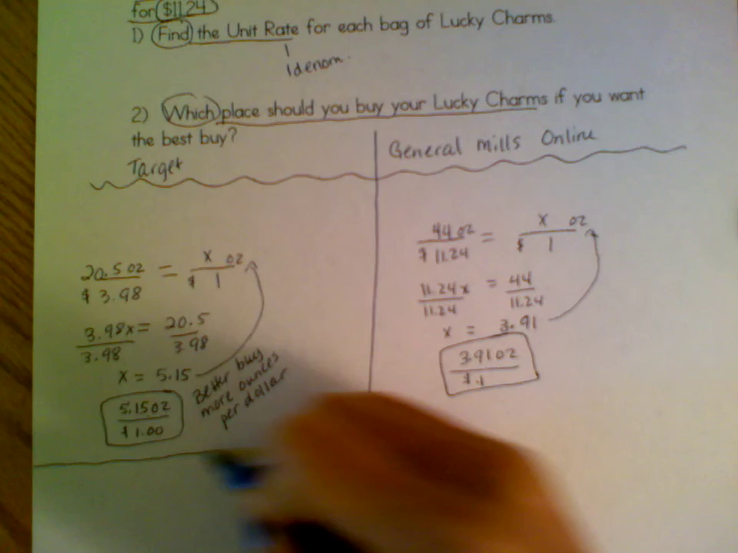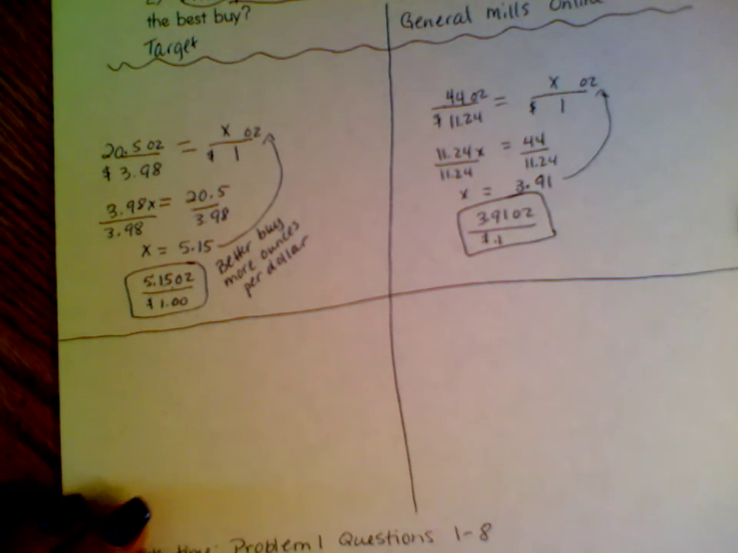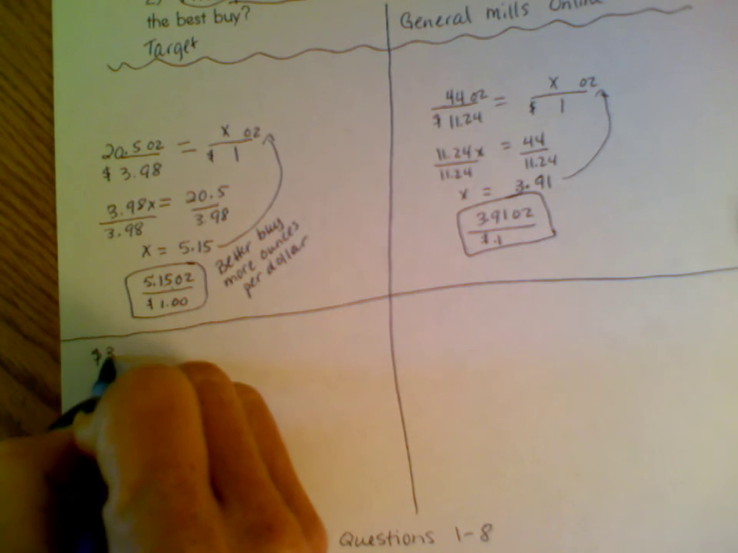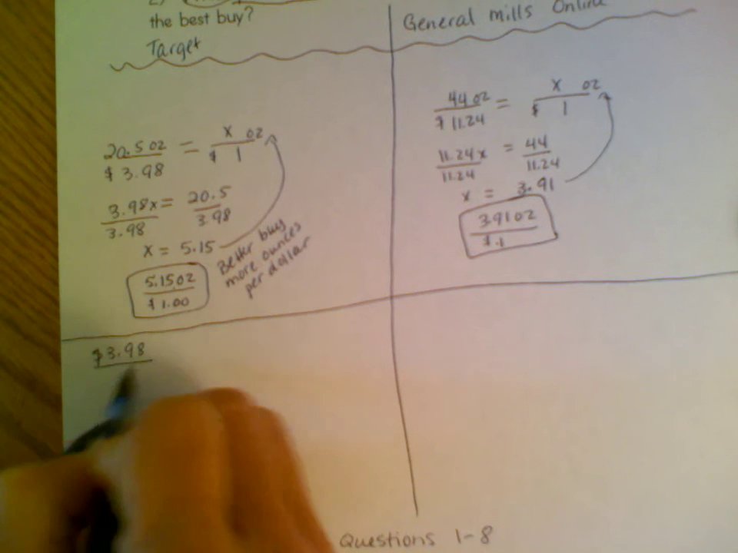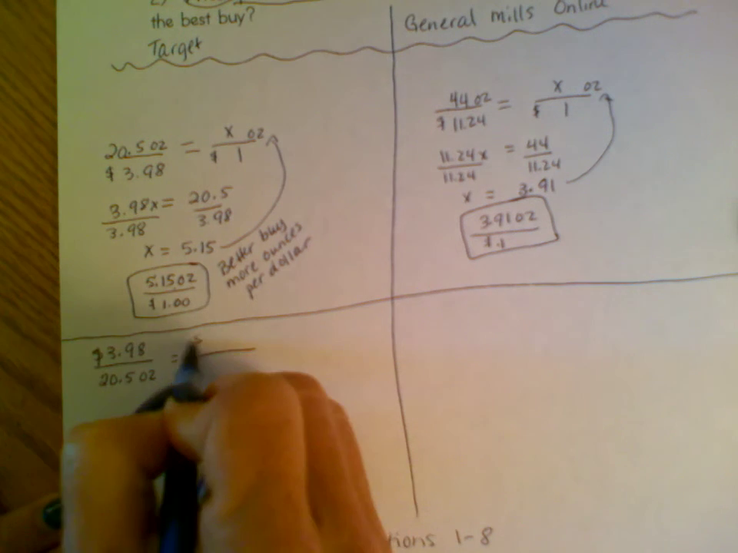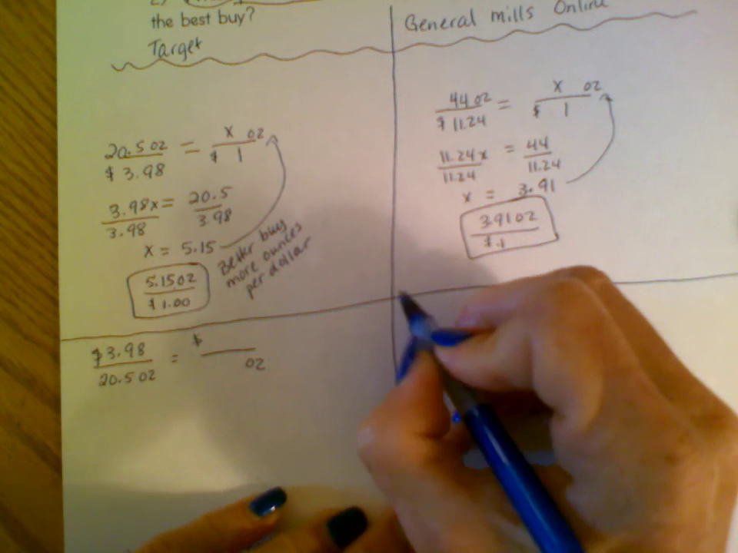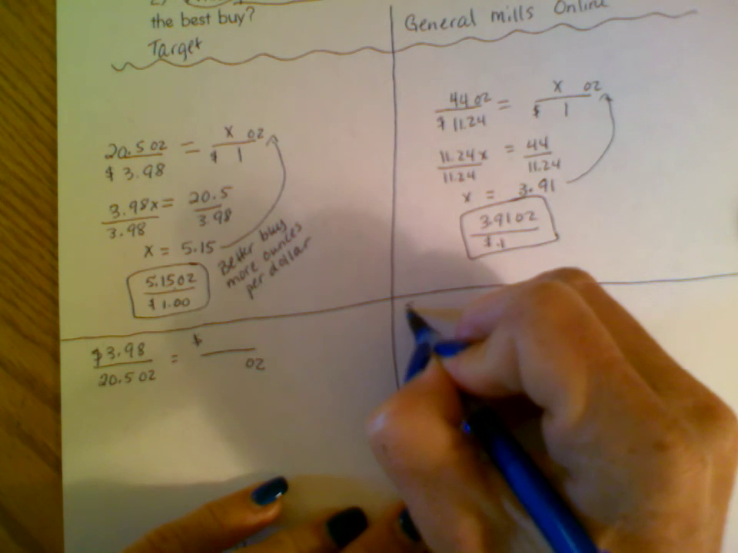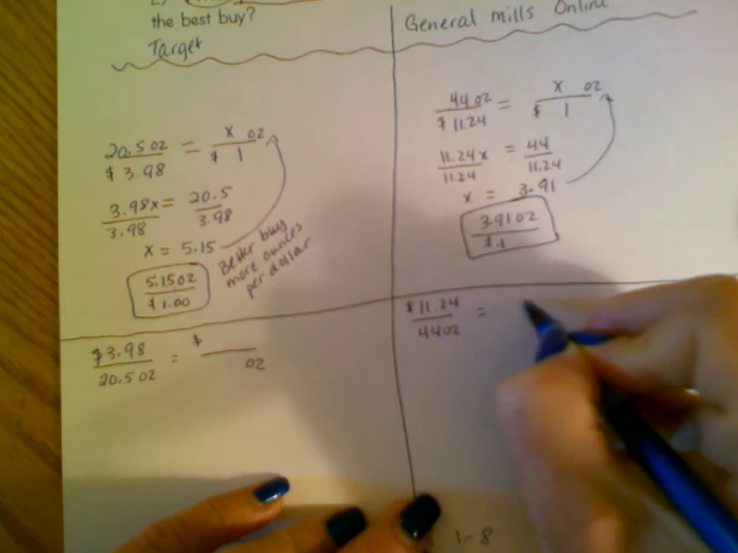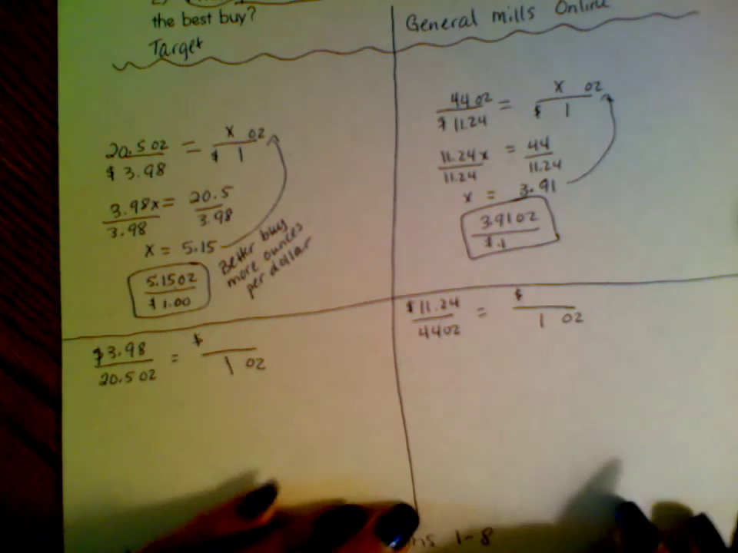Okay, now there's a second way you could solve this. What if you didn't set it up the way I set it up and you did it in reverse? You said, well, I'm going to put the dollars on the top. So for Target, you did $3.98, and that's the same as 20.5 ounces, and we bring over our labels. And you did the same for General Mills. You said, I'm going to put the dollars on the top, and I'm going to put the ounces on the bottom. We're finding a unit rate, so 1 goes on the bottom.